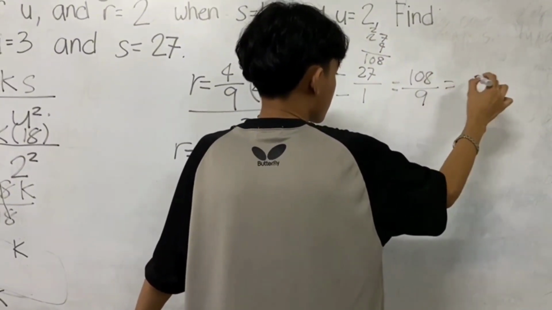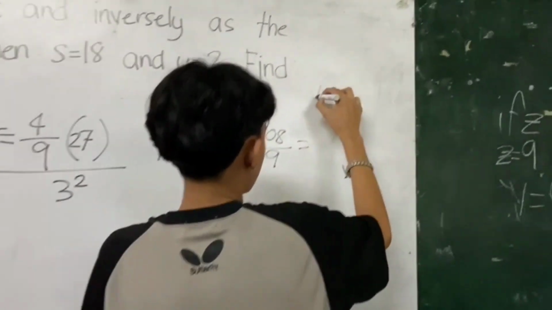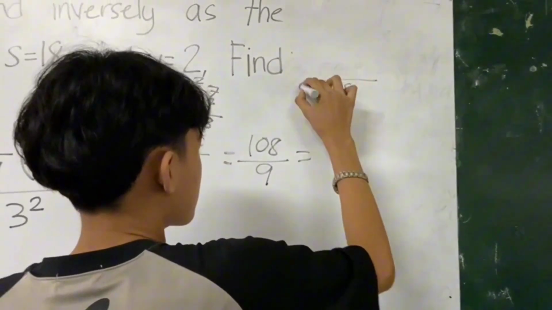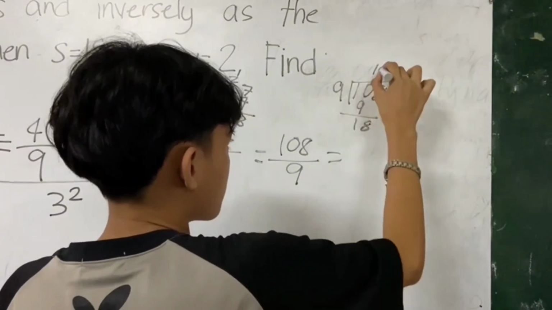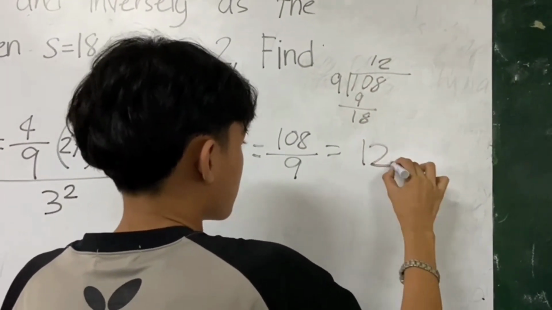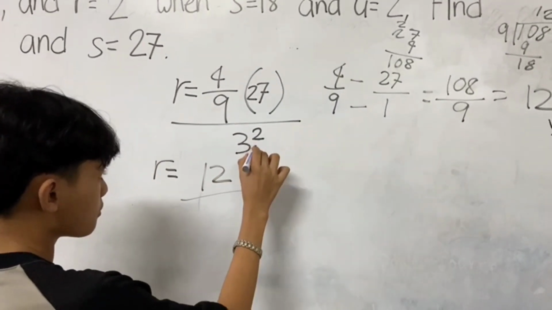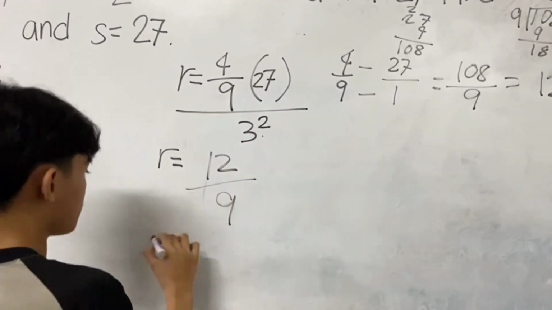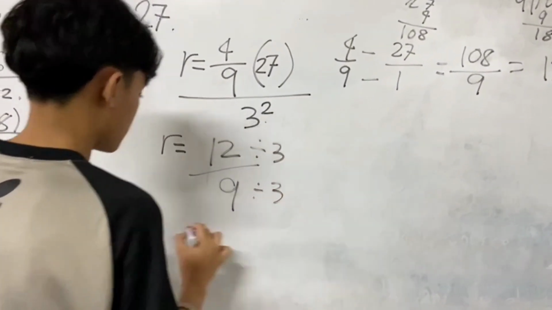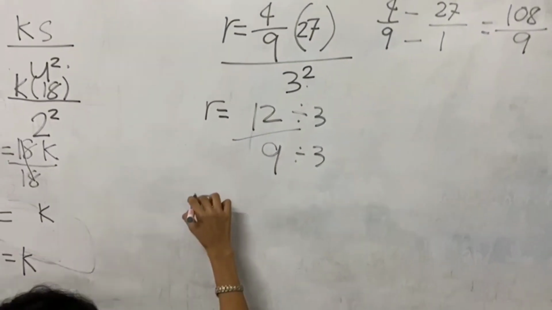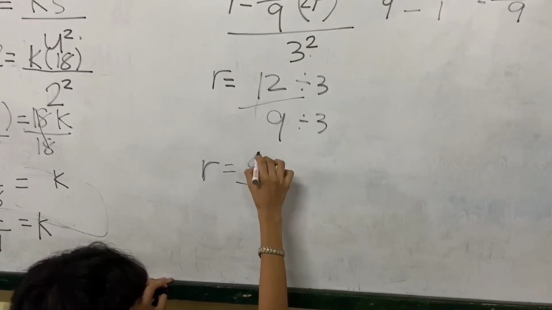The numerator is 108 and the denominator is 9, because 9 times 1 is 9. 108 divided by 9 is 12. So 12 is the answer. So 12 over 3 squared, the square of 3, equals 9. Simplify, divided by 3. So 4 over 3.